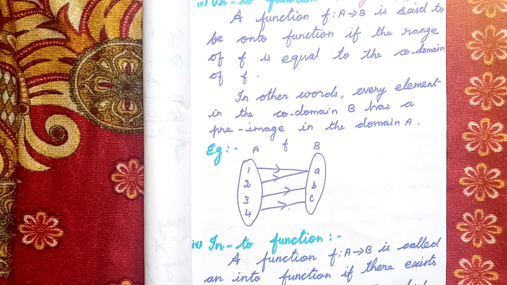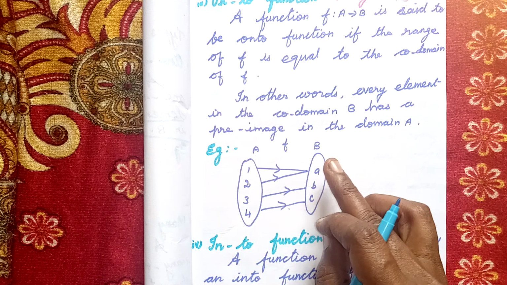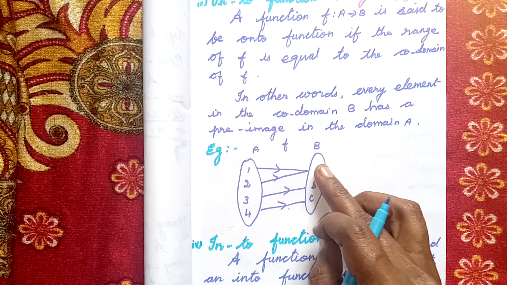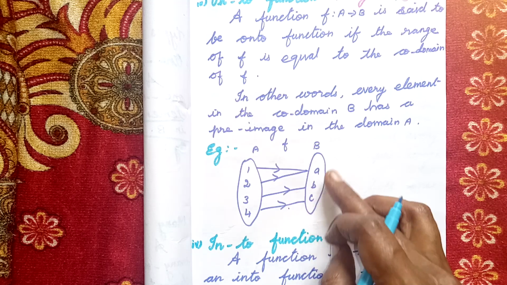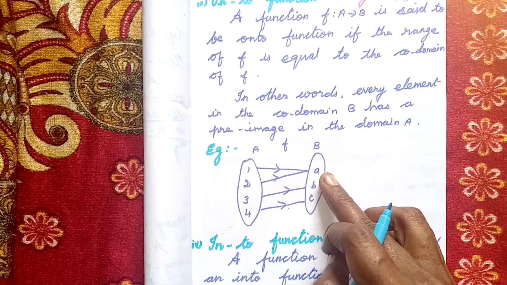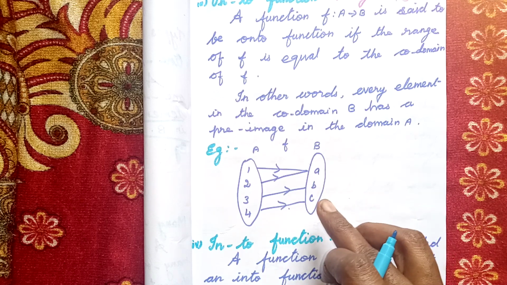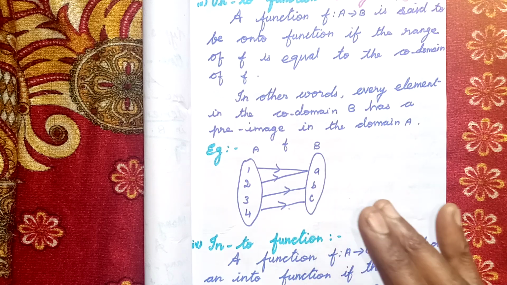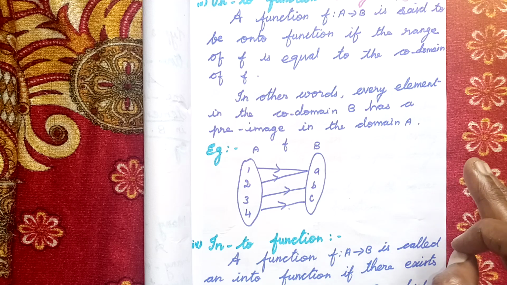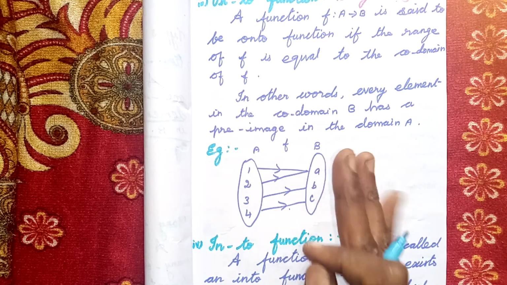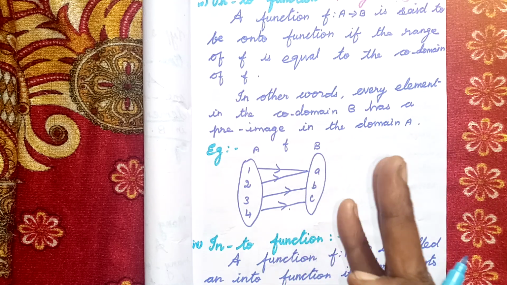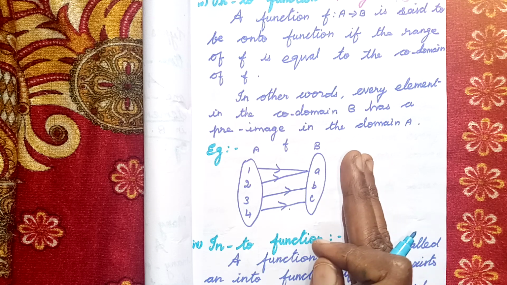A function f from A to B is said to be an onto function if the range of f is equal to the codomain. Here what is the range? A, B, C is the range. Range is equal to codomain. Codomain is also A, B, C. Range is equal to the codomain, which means that is an onto function.